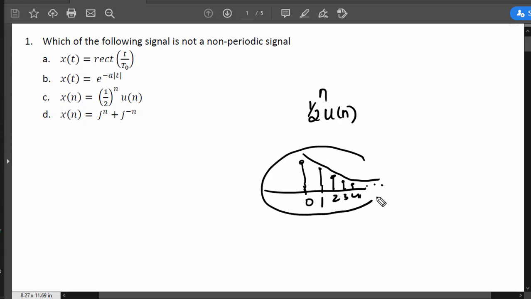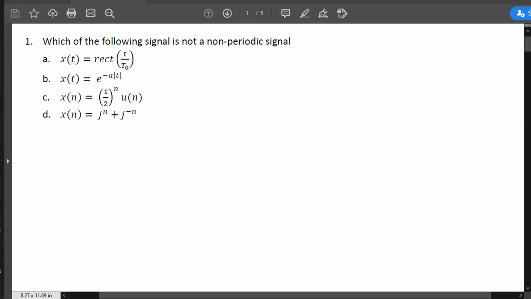Is this sequence repeating after a particular time interval? No, right? So this is also a non-periodic sequence. Option C is also wrong. Now, since option A, option B, option C are wrong, the answer should be option D, but we'll see how that is a periodic sequence. Okay. Now, what is option D?